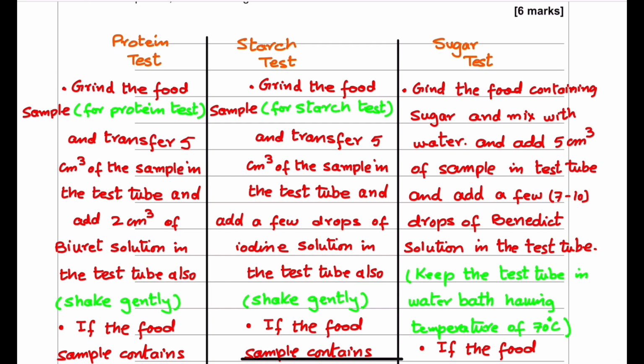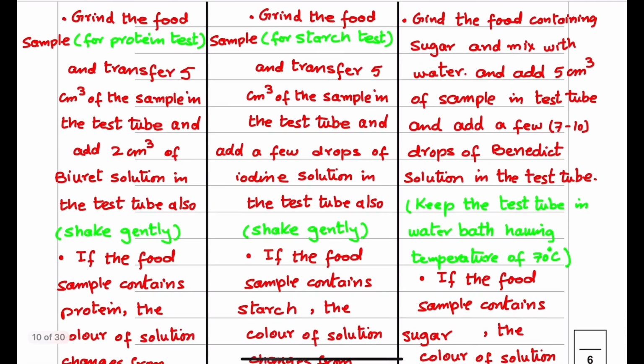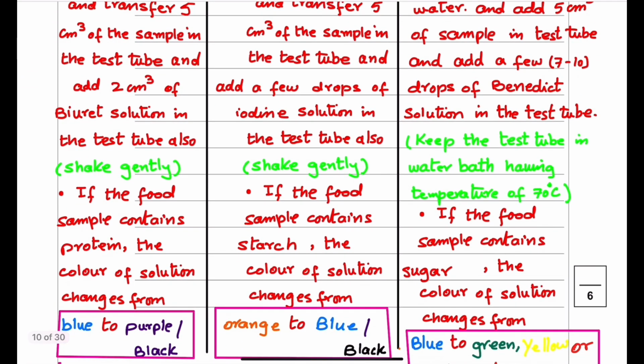Shake gently. If the food sample contains starch, the color of the solution changes from orange to blue or black. The student will get 1 mark for writing this process and 1 mark for mentioning the color. The change of color is very important to get the full 6 marks.